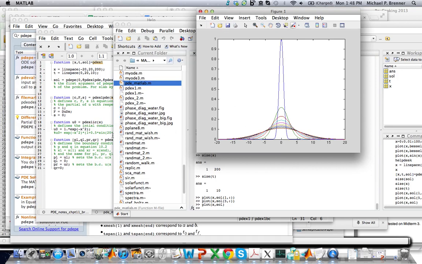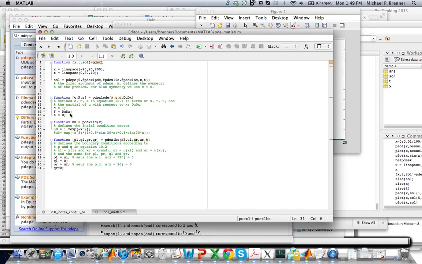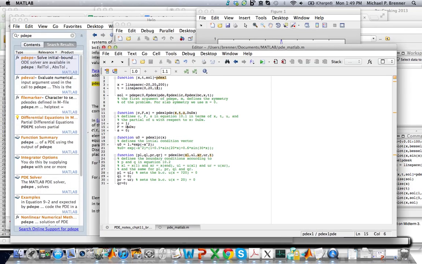You guys can change this however you want. You can play around with the equation by manipulating this. You can play around with the boundary conditions. This is just a good way to check your code. You can also play around with the domain that you're solving it on. So instead of minus 20 to 20, you can do minus 2 to 2, and so on and so forth.